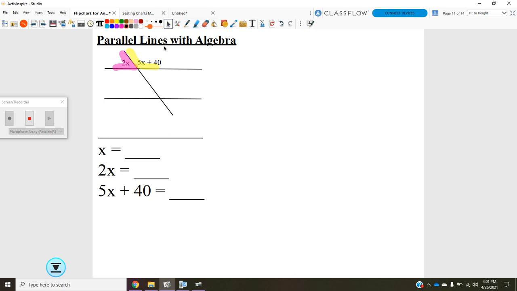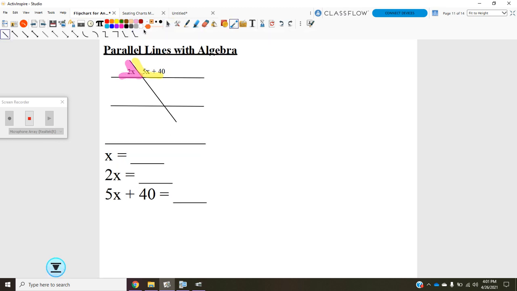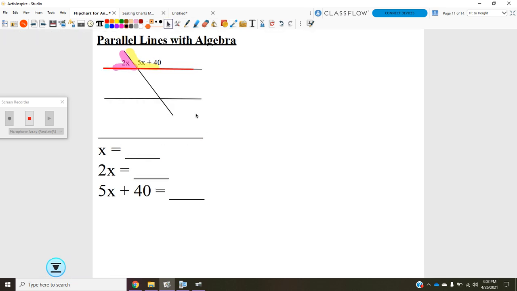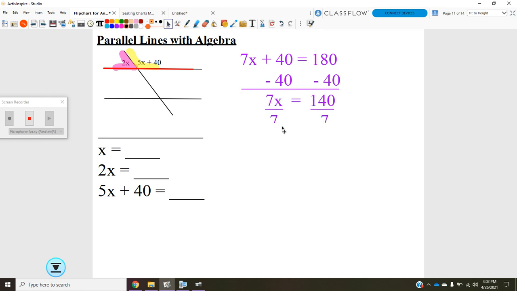When they are put together, they match up and form this straight line. And a straight line is supplementary. Supplementary means when I set up the equation, I make it equal to 180. Now, the 7x comes from the 2x and the 5x combined together, and I carried over the 40. Then this is a two-step equation where I'm subtracting 40, dividing by 7, and getting x equals 20.